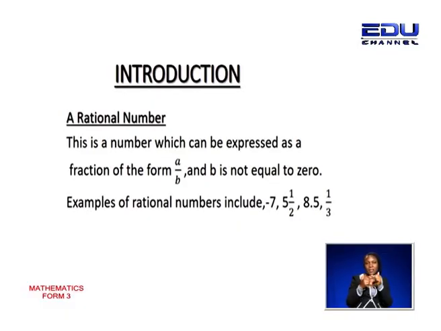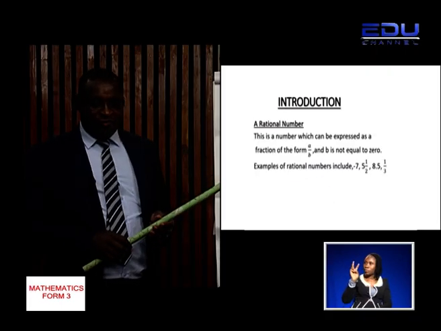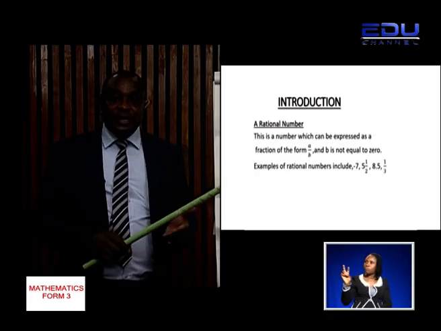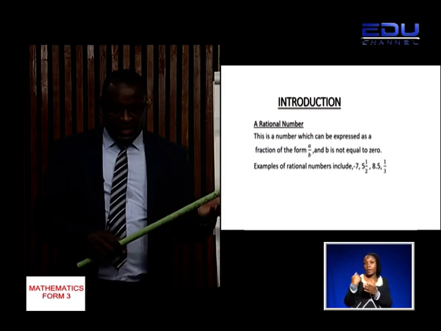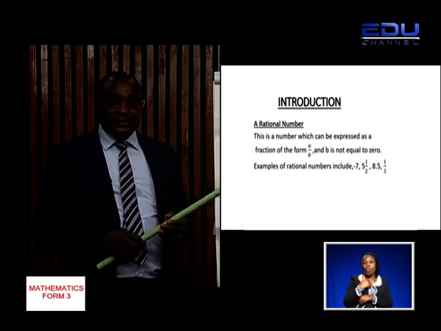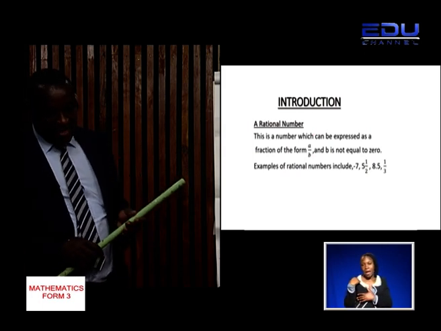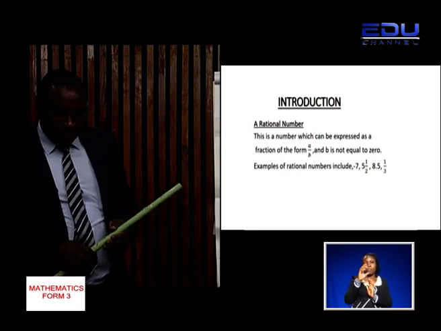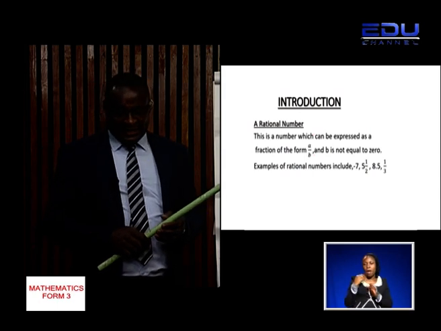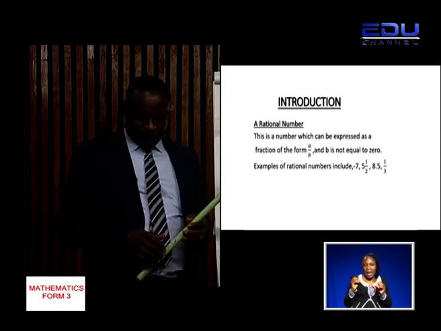-7, 5.5, 8.5, 1.3. So all those numbers are in the category of rational numbers. If you look at those numbers, you realize they are either whole numbers, mixed numbers, decimal numbers, and even non-terminating decimals.